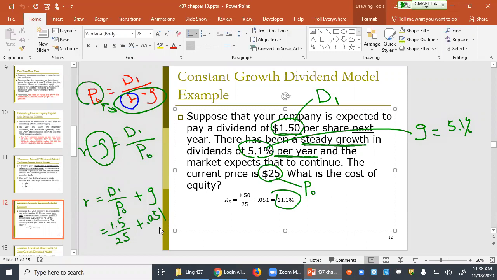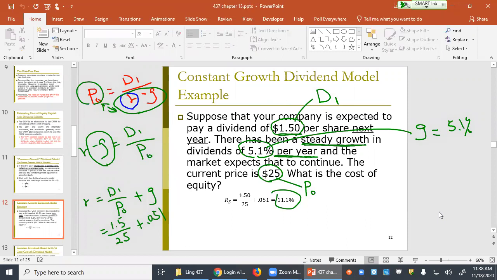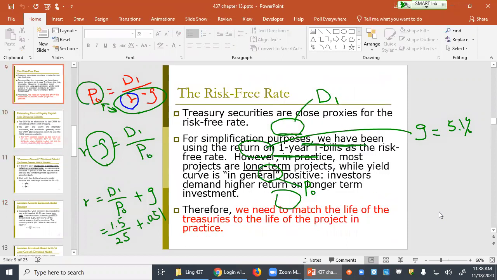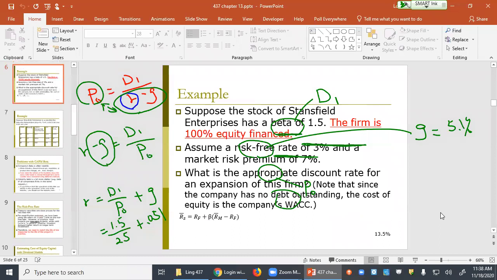So assuming that this is the same company that we also used CAPM to solve for the cost of equity last time. If your dividend model says that the cost of equity is 11.1%, while the CAPM equation tells us that the cost of equity is 13.5%, that's from slide number 6, they're pretty similar, okay? You should be pretty comfortable with your estimates.